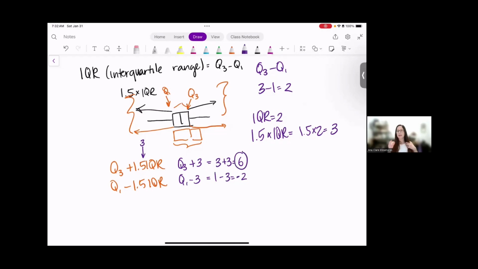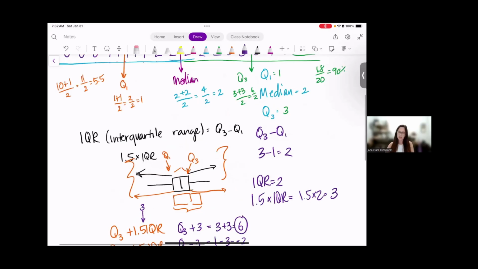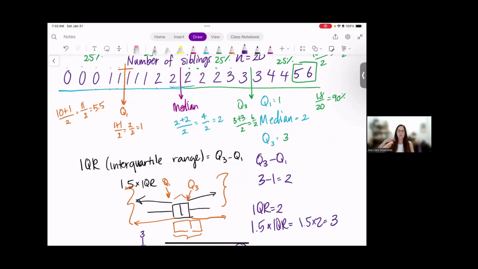But 6 is actually the boundary, and we do have one that is the boundary. We need to go above that. So 6 is not an outlier, but anything that would be above 6 would be an outlier. So what if I added another data point to that? First, I would need to recalculate my numbers, but anything that was above that would be an outlier.